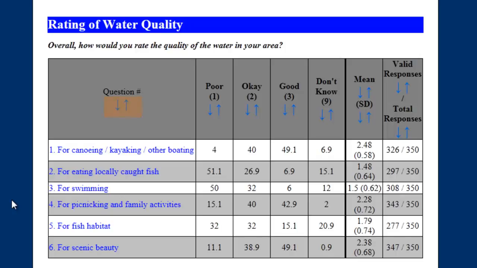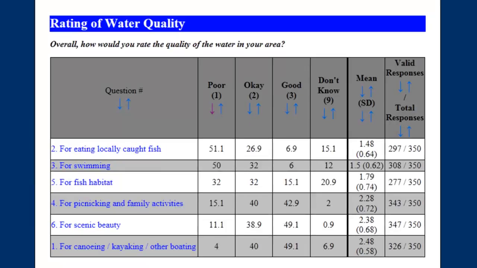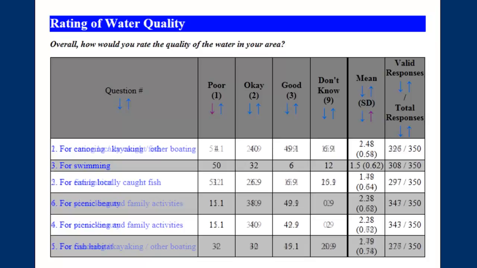Note the up and down arrows under the columns in the table. For table-type questions, results can be sorted by column. For example, clicking on the down arrow under Poor will sort the activities from those rated poorest to least poor. Clicking on the up arrow under Standard Deviation will sort the activities from those where responses were least variable to most variable.